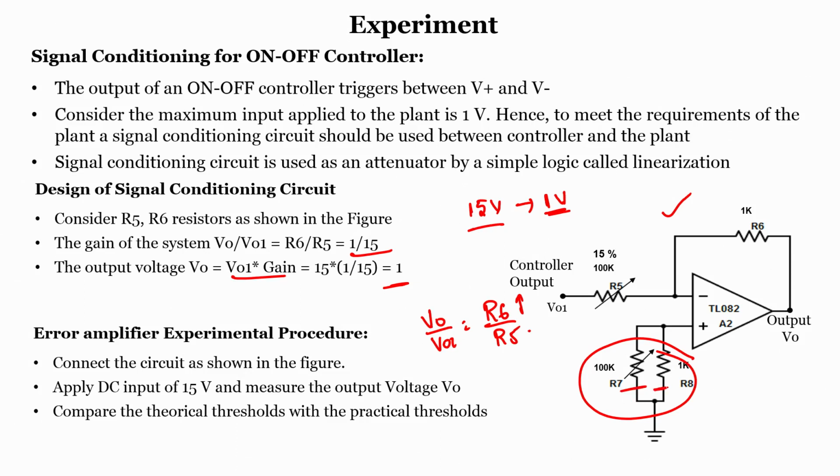Now, this is a pot, so that we can vary. If I say 15%, 15% of 100 kilo is nothing but 15 kilo, and this is 1 kilo. So 1 kilo by 15 kilo, which is nothing but 1 by 15.